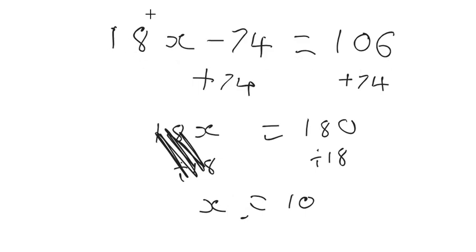If x is 10, that means that 18 tens, because x is 10, minus 74 should equal 106. Well, 18 tens minus 74, we can whap that into a calculator and it will tell us that 18 times 10 minus 74 is in fact 106. Or we could just work it out the long way. 18 times 10 is 180, because you move the decimal over there and there's an imaginary 0 there.